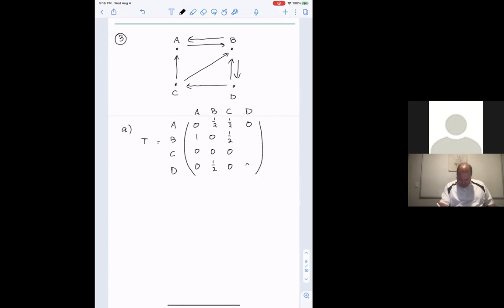And D does not go to itself, but D goes to both B and C. Okay, so that's a transition matrix. B. Show that it is not possible to link from B to C in exactly 3 links. And write down 2 other connections that are also not possible using exactly 3 links.